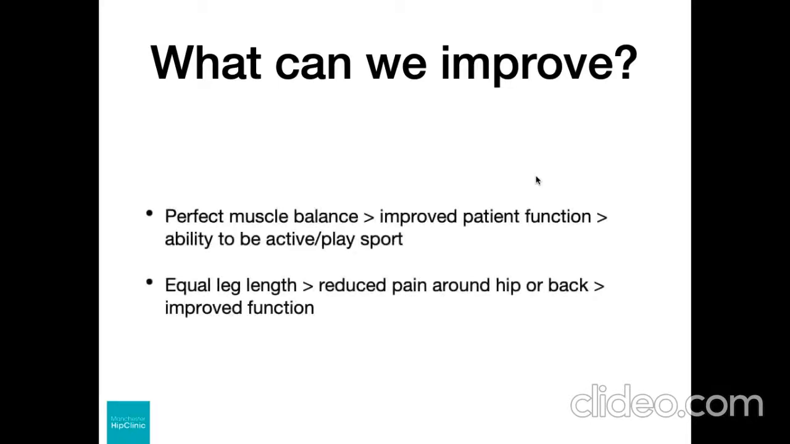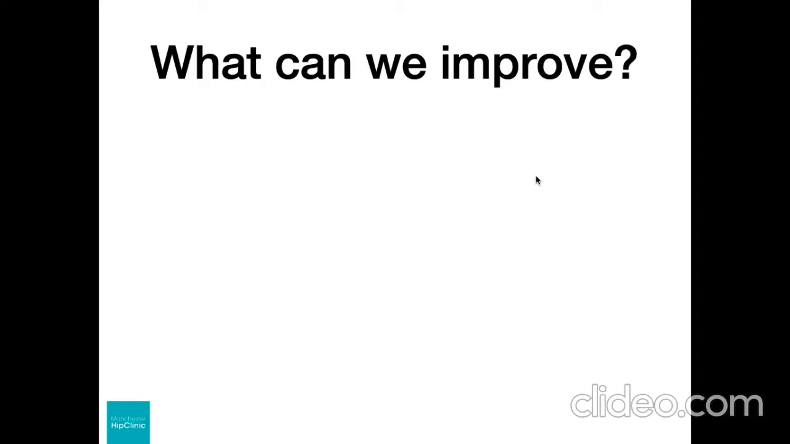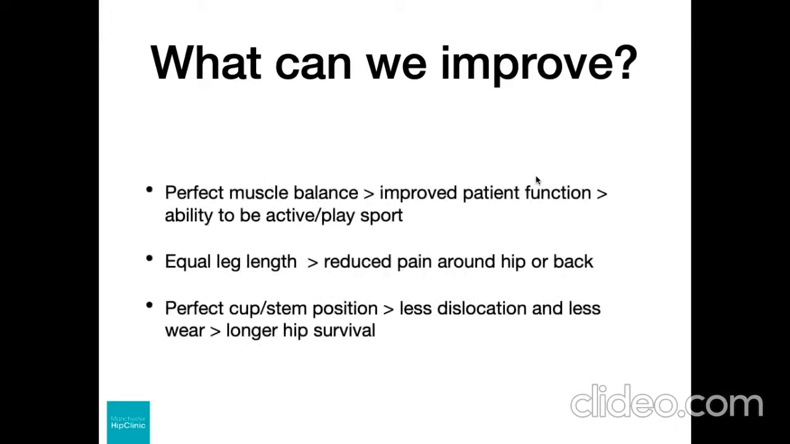If you get their leg length perfectly equal between the two sides, they tend to have much less pain around the hip or their back and much better function when they remain active. And if you can get the implants in a perfect position, they're much less likely to dislocate and much less likely to get wear. And we hope that will give them much longer survival of their implants and so reduce the need for revision in the future. So these are the three things that we're really trying to improve, and that's why we've all gone into robotics. So is there evidence for Mako?